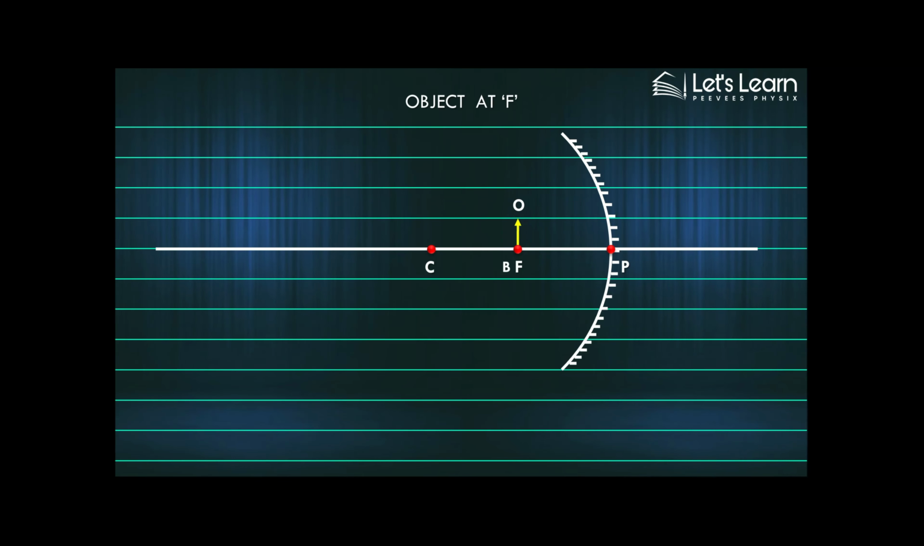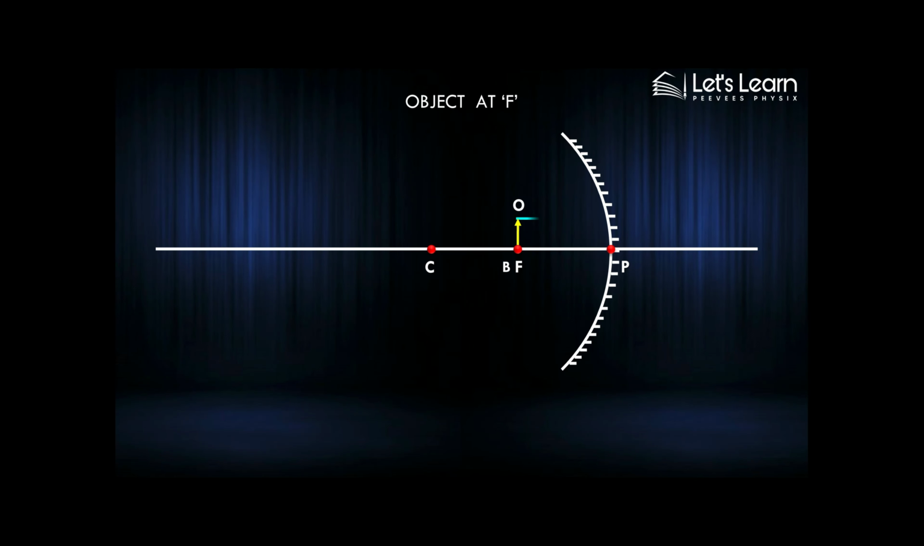Next, object is at F. Same as before, principal axis, concave mirror, all the 3 points, and keep the object exactly at F. Rule, parallel ray, passes through the principal focus. Second rule, unfortunately we changed the rule now. The ray passes through C. Look at this. The ray bounces back through the point C.